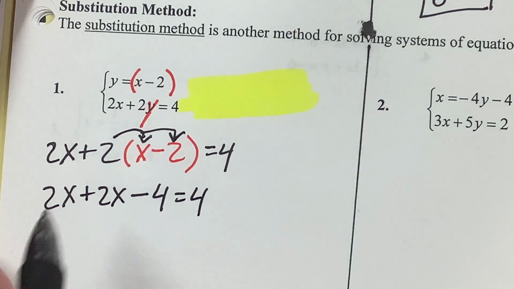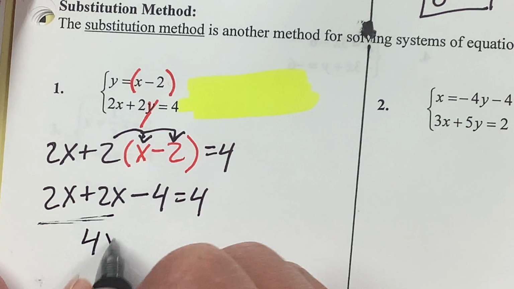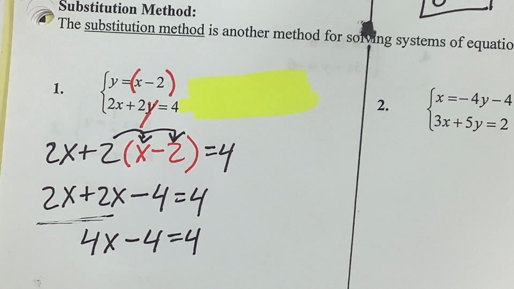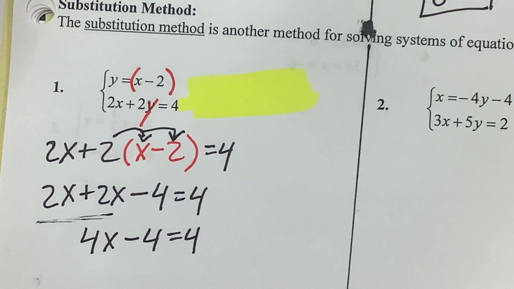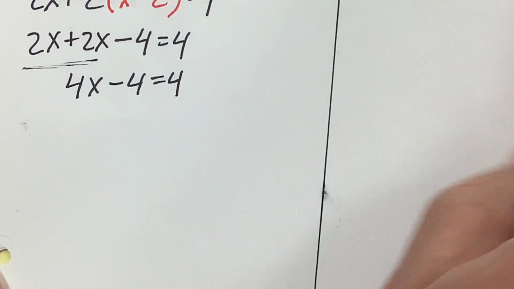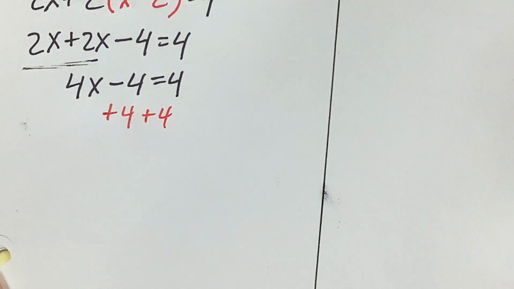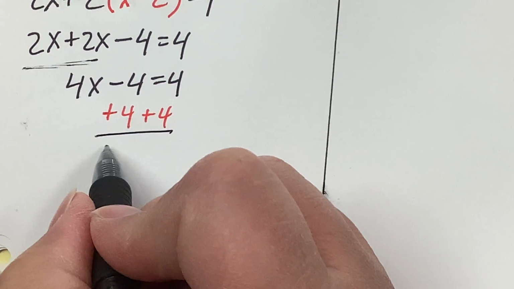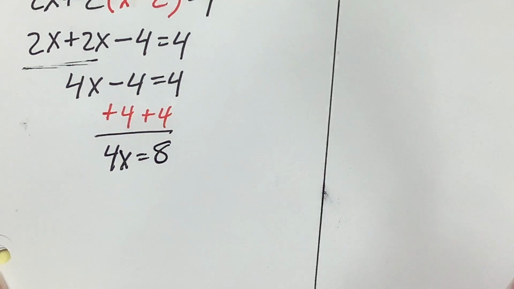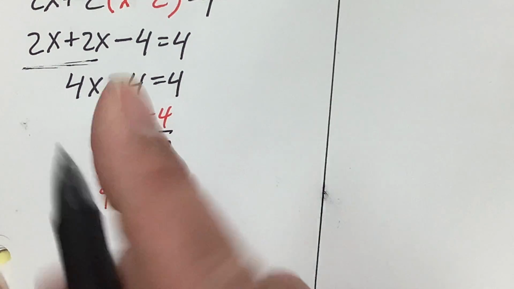Okay, combine like terms. These are both x's, so 2x plus 2x, 4x minus 4 equals 4. And now it's a two-step equation, and you can solve it in your sleep. You're so good at these. So let's do this. Add 4 to both sides, and get 4x equals 8. Divide by 4, and x equals 2.